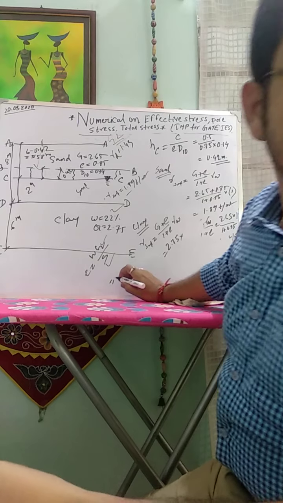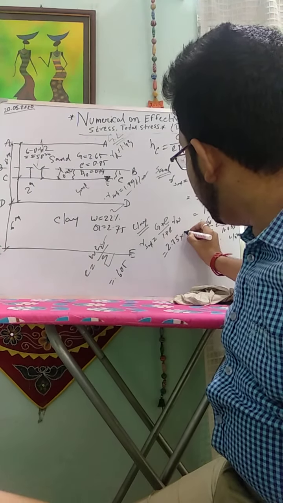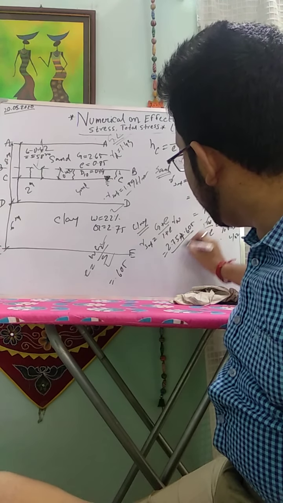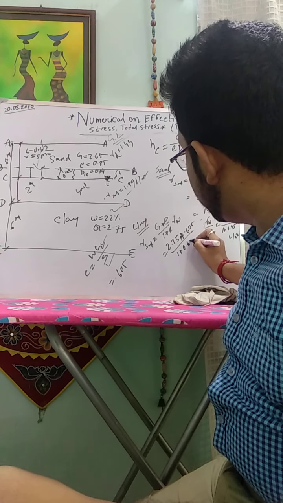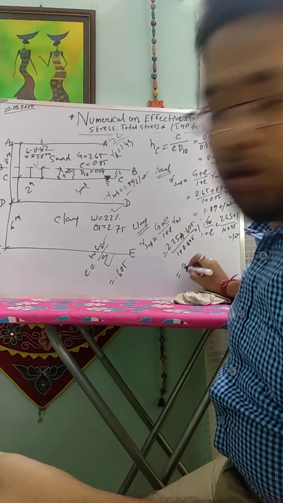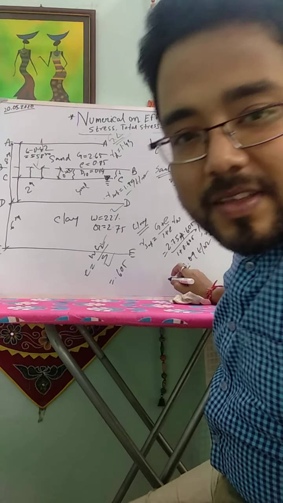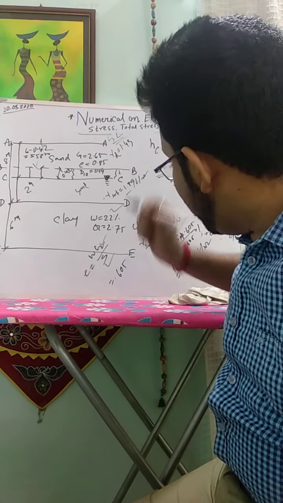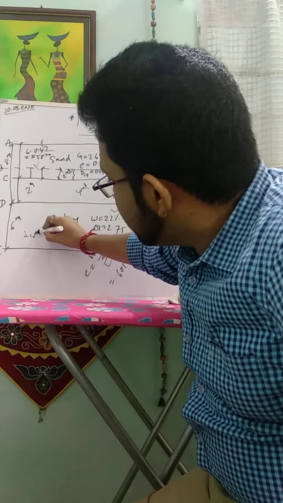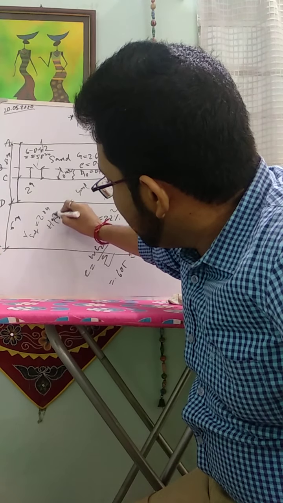e equals 0.605. Then (2.65 plus 0.605) by (1 plus 0.605) into 1, and the value is about 2.09 ton per meter cube. Means the saturated unit weight of clay, gamma sat for clay, is 2.09 ton per meter cube.